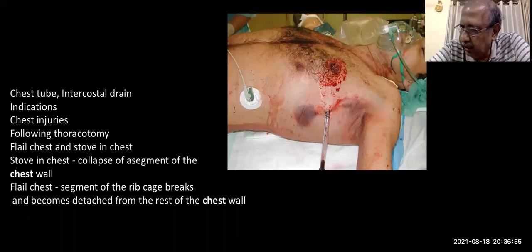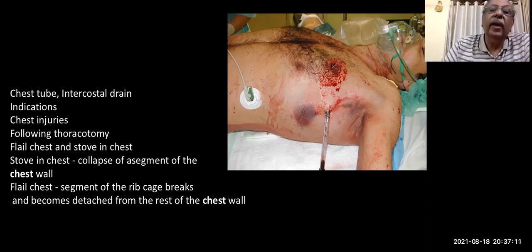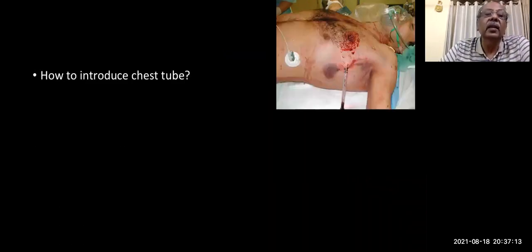So in these cases, when there is a flail chest, it produces what is called paradoxical breathing. That is, when you inspire, usually the chest wall expands, but that segment which is flail usually will be sucked in. So paradoxical breathing is the peculiarity.